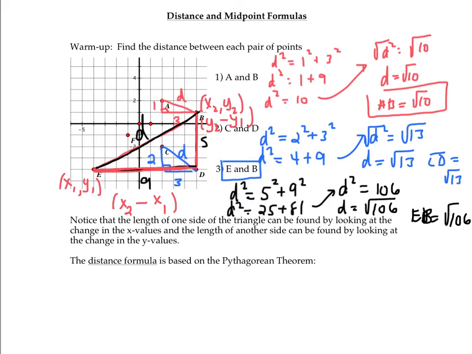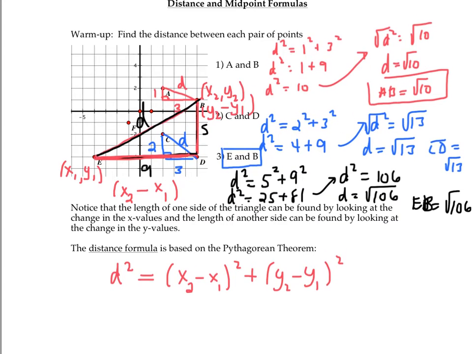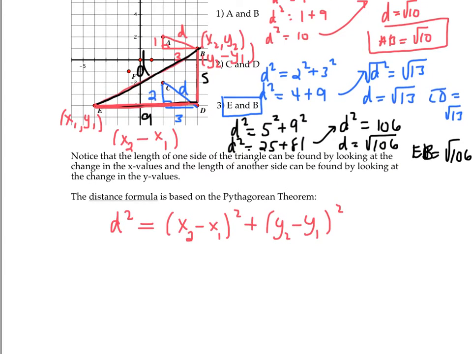Okay, so the distance formula is based on the Pythagorean theorem. We can say that d squared, that's our hypotenuse squared, is equal to the quantity of x2 minus x1 quantity squared plus y2 minus y1 quantity squared. Now keep in mind that the 2's and the 1's just tell us that they're from different points. They're not exponents. It's something called a subscript.